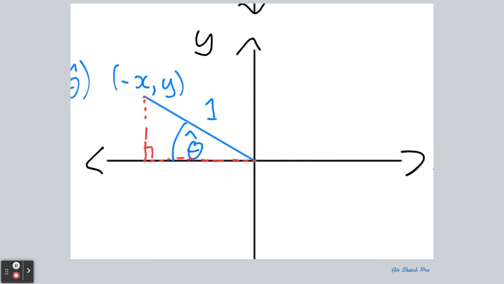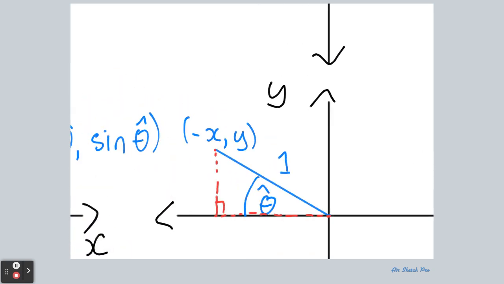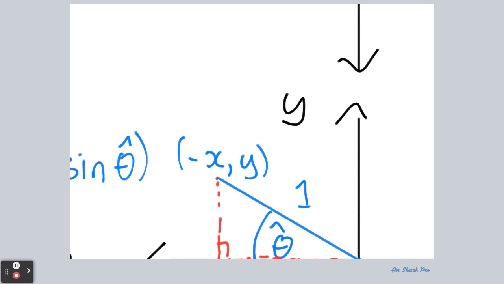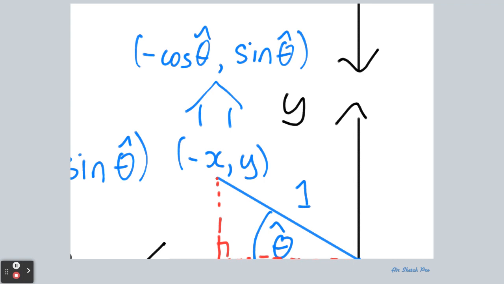Good, good, good. But before we said that x is cosine of theta hat and y is the sine of theta hat. And that means that we can write this as negative cos theta hat and sine of theta hat. How do you know to put cos or sine first?